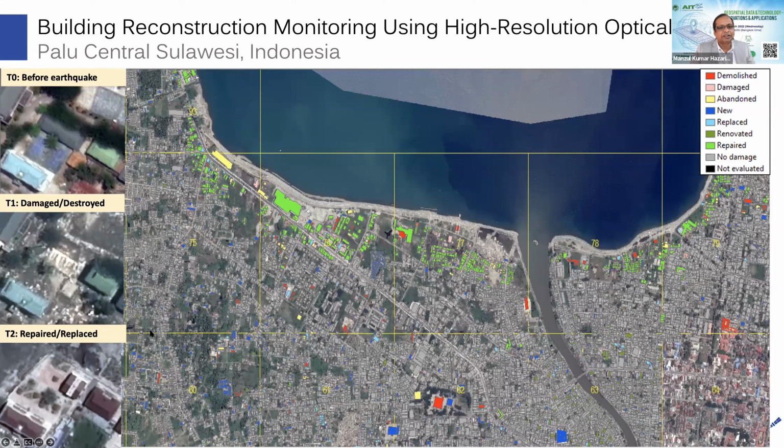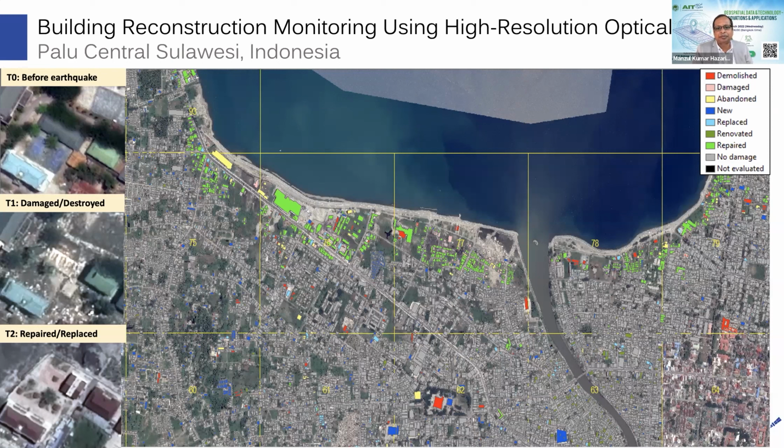So this kind of analysis we have done, and you can see the red one is completely demolished, the green one is repaired, some of these light blue is replaced, and the dark blue is completely new. So the majority of the buildings, of course, have no damage. And particularly in some of the area, as I said, the liquefaction area, all buildings were gone during that time because of liquefaction.